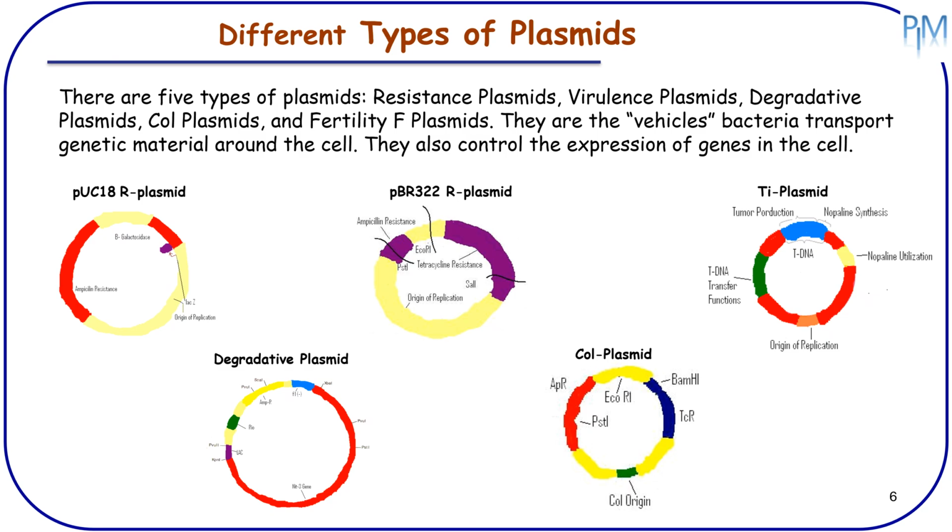It's incredibly interesting that bacteria utilize plasmids to transfer genetic material within their own cells. There are five distinct types of plasmids: resistance, virulence, degradative, col, and fertility (F) plasmids. Furthermore, plasmids hold significant importance in regulating gene expression within the cell.